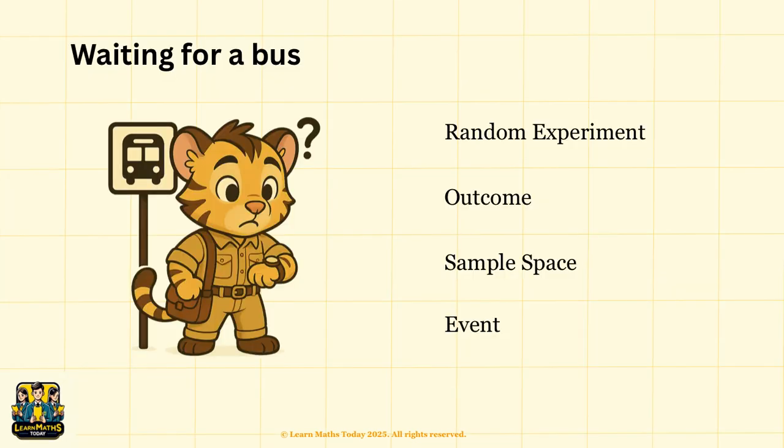Today, we talk briefly about the basis of probability, which is a scenario that everyone faces every day: waiting for a bus. Imagine you're standing at the bus stop, looking at your watch and wondering when exactly the bus will arrive. This situation is a perfect example of what we call a random experiment because there's uncertainty. We do not know when exactly the bus will come.